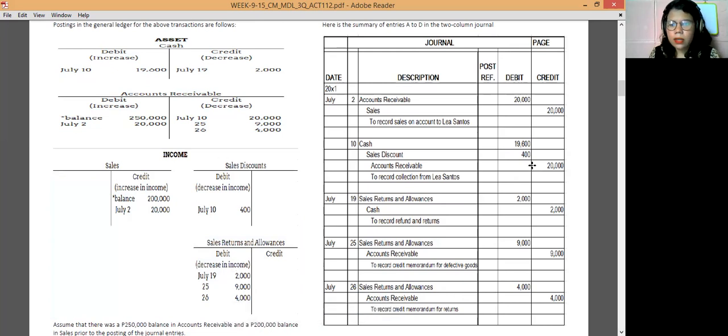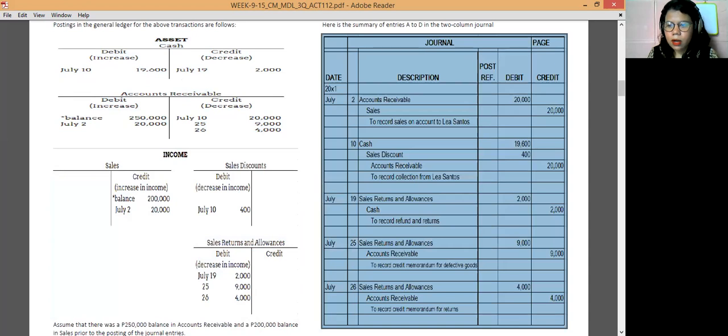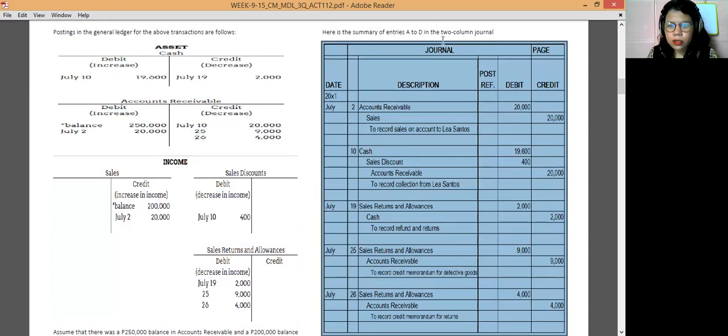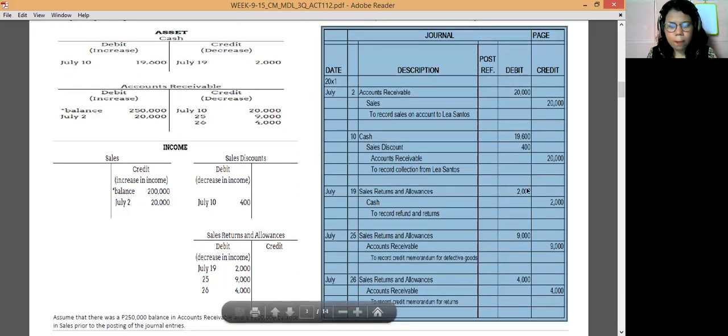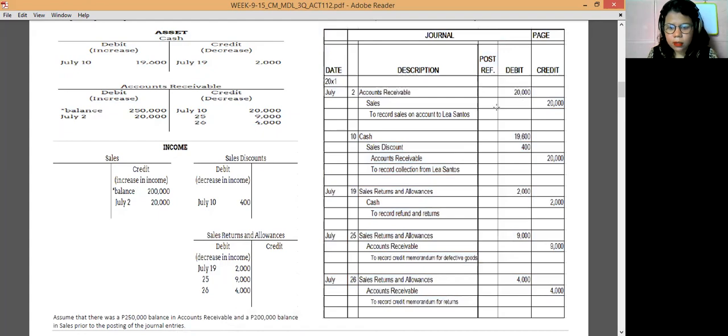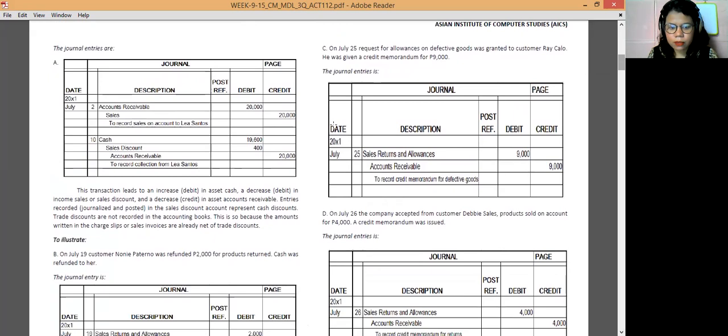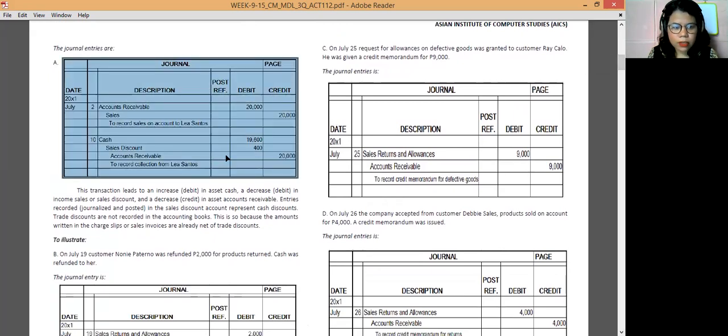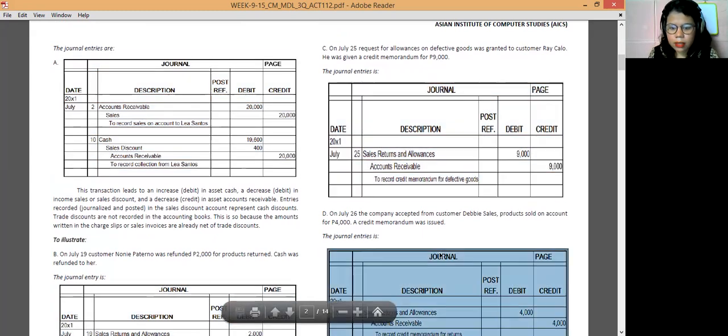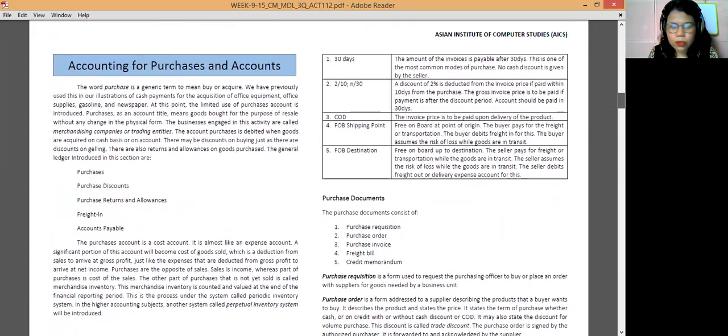Okay? So, then, ito po yung illustration. Here is the summary of entries A to D in the 2-column journal. Okay, so ito po yun. So, kung napansin nyo kanina, inisa-isa natin. So, balikan natin, inisa-isa natin siya ng illustration. For example, ito. Diba, yung transaction July 2 and 10, then 19, 25, and yan. Para mas maintindihan nyo. So, dito naman, ito naman yung summary.